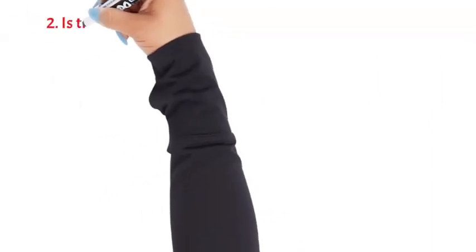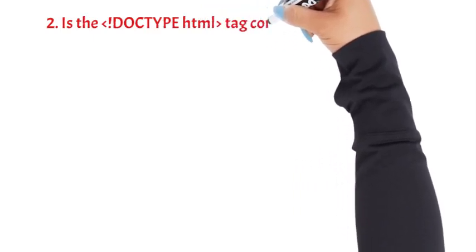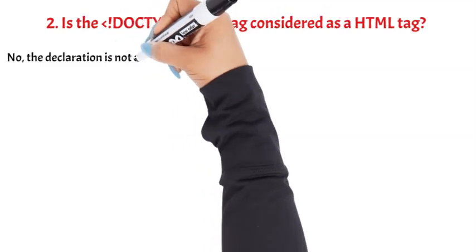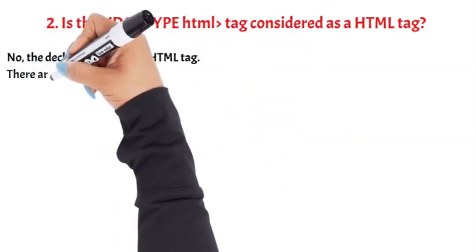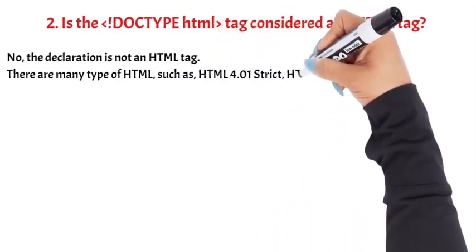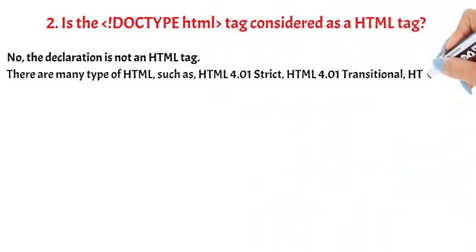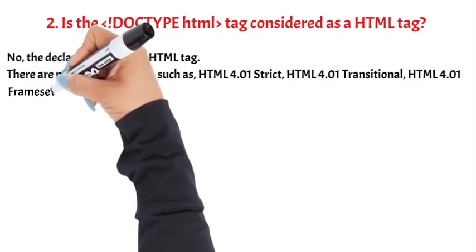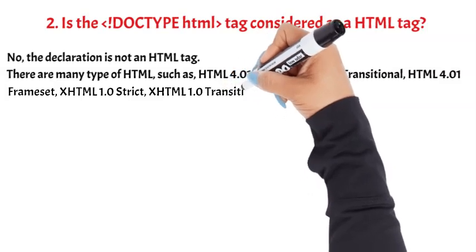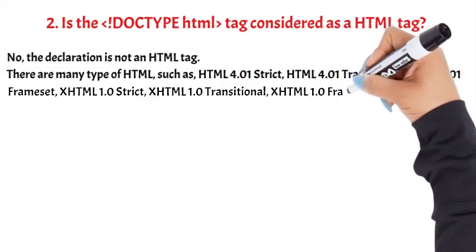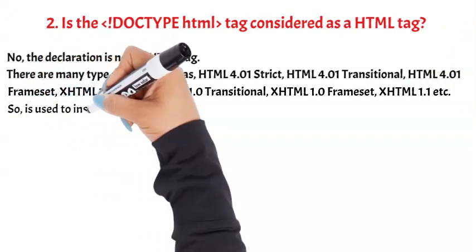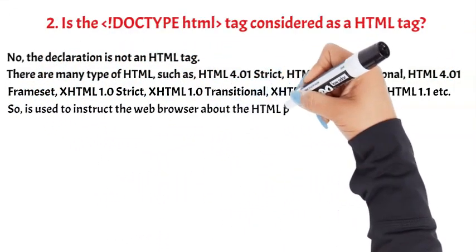2. Is the <!DOCTYPE html> tag considered as an HTML tag? No, the declaration is not an HTML tag. There are many types of HTML, such as HTML 4.01 Strict, HTML 4.01 Transitional, HTML 4.01 Frameset, XHTML 1.0 Strict, XHTML 1.0 Transitional, XHTML 1.0 Frameset, XHTML 1.1 etc. So, <!DOCTYPE> is used to instruct the web browser about the HTML page.